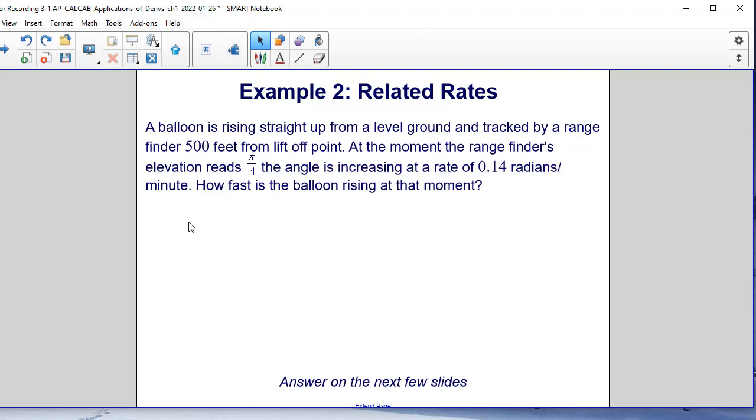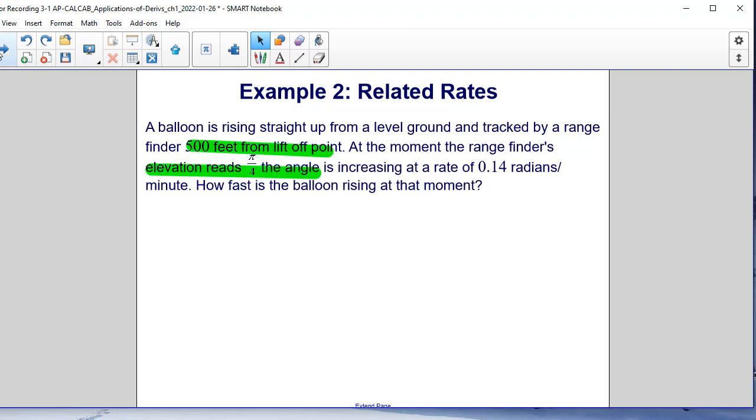A balloon is rising straight up from a level ground and tracked by a rangefinder 500 feet from the liftoff point. At the moment the rangefinder's elevation reads pi over 4 radians, the angle is increasing at a rate of 0.14 radians per minute. How fast is the balloon rising at that moment?